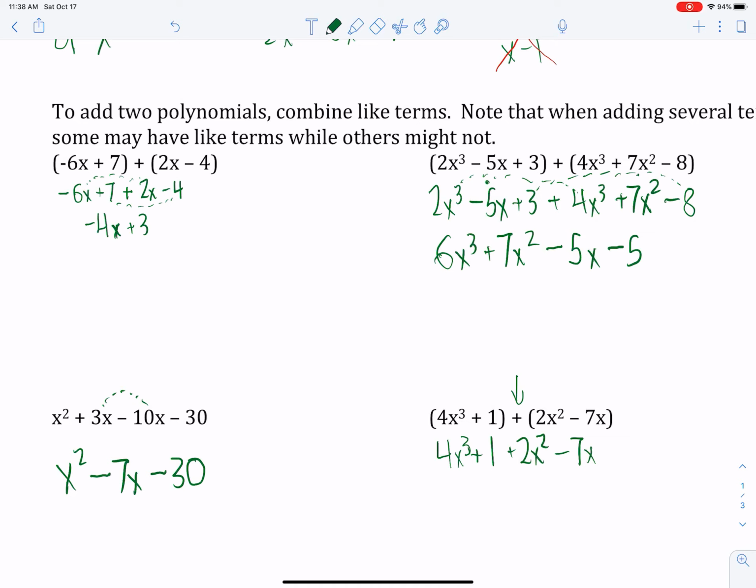Polynomials don't have to have the terms written in any particular order. Usually, it's going to make it easier to understand and work with them if you have them in what's called descending order, with the highest exponent first. So although this answer would technically be correct, just to make it easier to work with, I would probably put the highest power first, the 4x cubed, then 2x squared, then a negative 7x, and then a plus 1. Technically, either one of those answers is correct, but it's easier to understand and work with the bottom one when it's in descending order.